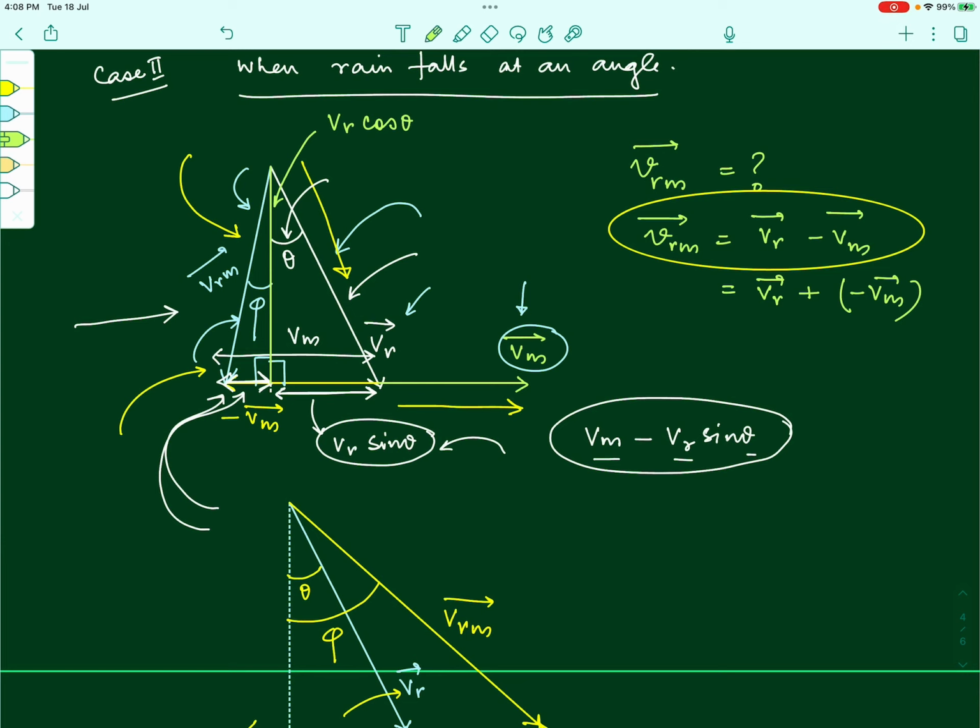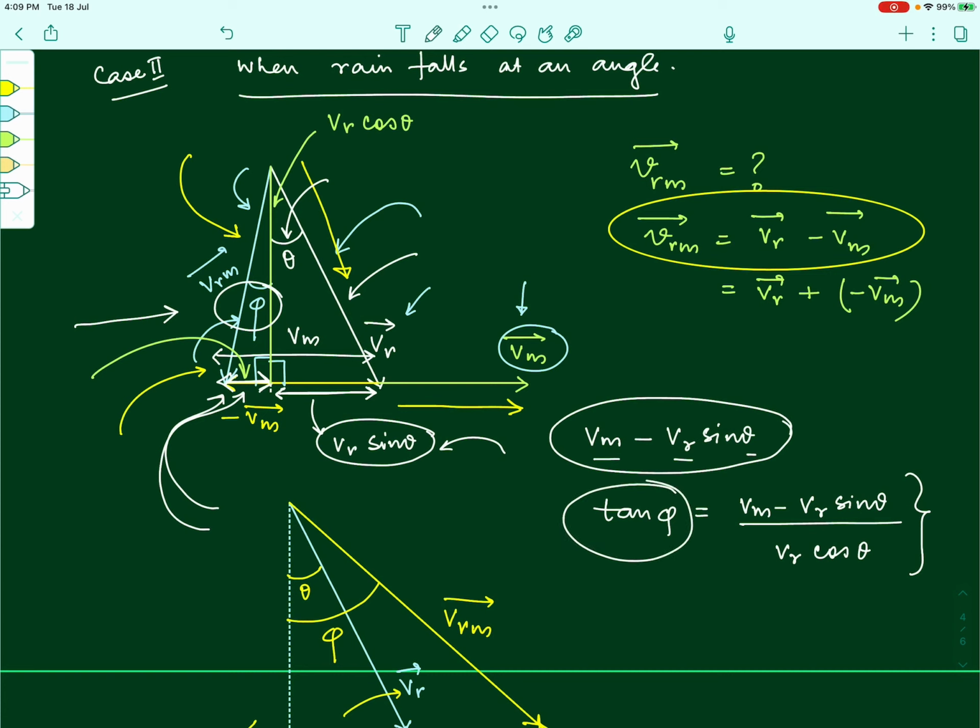So if you know this perpendicular length and this base length, can we write from here tan phi? Phi is the angle that we are looking for, the angle that the rain's velocity with respect to the man makes with the vertical. Tan phi here will be the opposite by the base by definition, which is Vm minus VR sine theta divided by VR cos theta. So everything on the right hand side is known to you. Vm, VR and theta, all three are known to you. See that you can easily find out the value of tan phi, and hence phi. From here you can actually get to know what is the angle that the rain's velocity with respect to the man makes with the vertical, right?